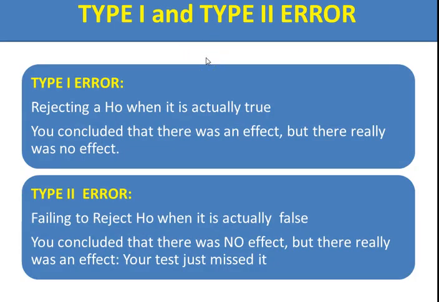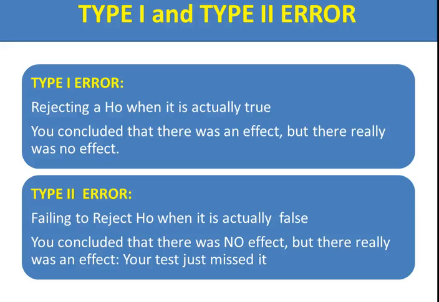Type 1 and type 2 error. Anytime that you run a hypothesis test and then you make a decision in step 4, whether you reject the null hypothesis or fail to reject the null hypothesis, no matter which decision you make, there is always going to be a probability that you are wrong.